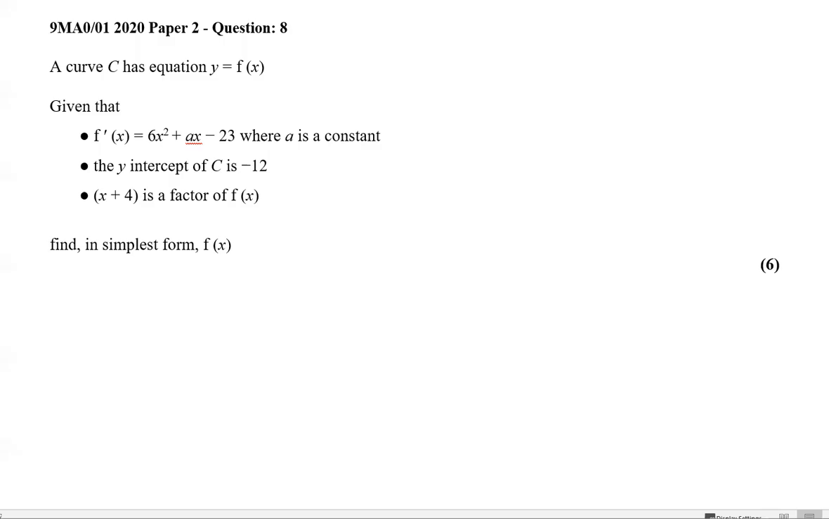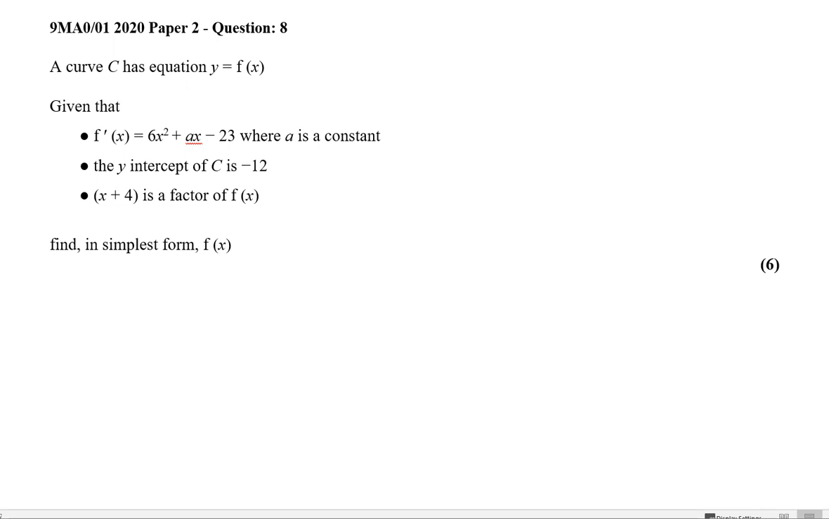So this is question 12 from the trial exam. It was paper 2, question 8 from 2020. We've got some information about a function here. We've got the derivative, we've got the y-intercept, and we're told x plus 4 is a factor. So from that information, we should be able to reconstruct the original function f of x.